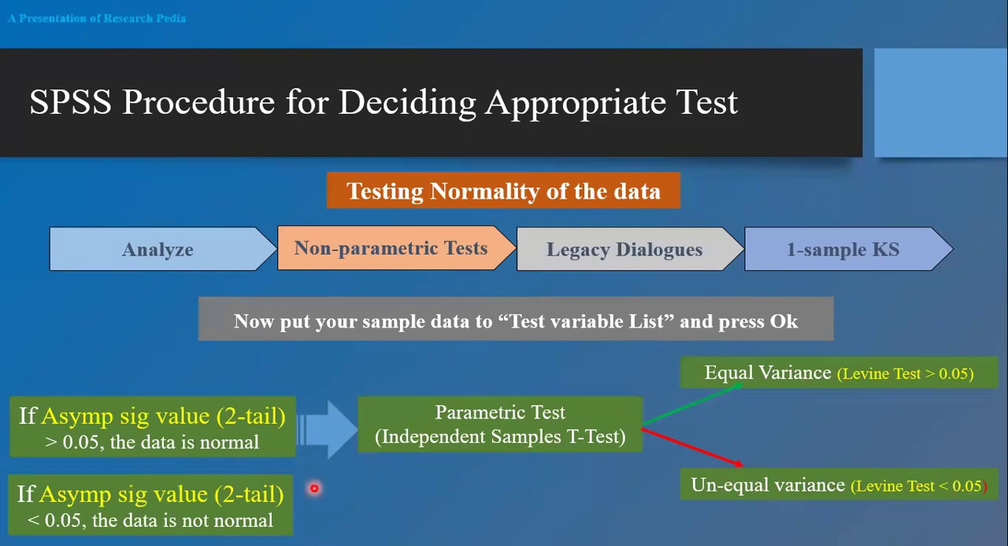But if you assume unequal variance, the Levene's test will be showing a value less than 5%. In other cases, if your asymptotic sig value is less than 5%, your data would be considered not normal. In that case, you are going to use the Mann-Whitney U test. This is the test which basically supports the non-parametric procedure. So in that case, you don't need to go for further consideration like we have done in the parametric test procedure.